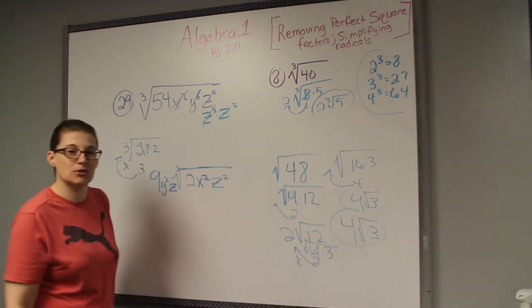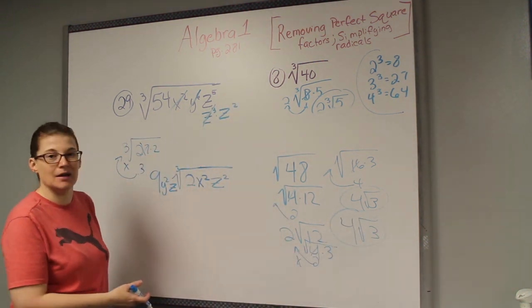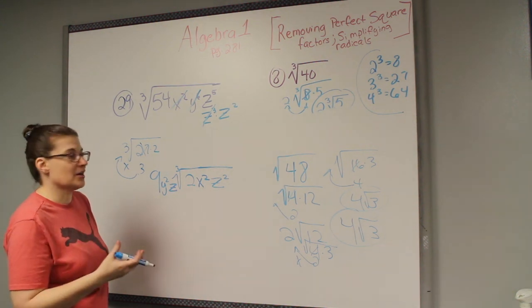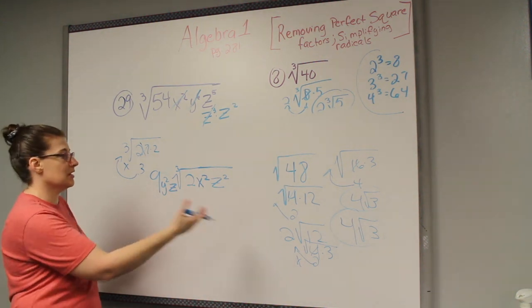Okay, so just because you don't pull the biggest multiple out doesn't mean that you're stuck and you have to start over. You can just continue on and reduce.